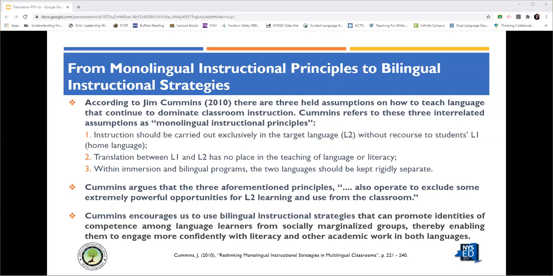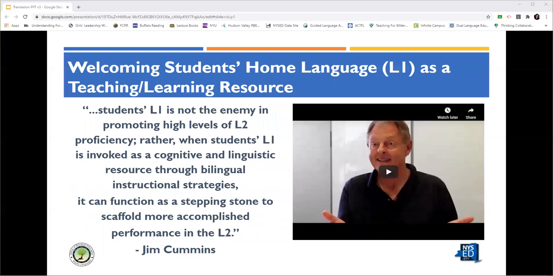Instead, Dr. Cummins encourages us to use bilingual instructional strategies that can promote identities of competence among language learners who are from socially marginalized groups, and thereby enabling them to engage more confidently with literacy and other academic work in both of their languages. So it is key that the teachers of ELLs welcome all of the students' home languages for their teaching and for the students' academic growth.